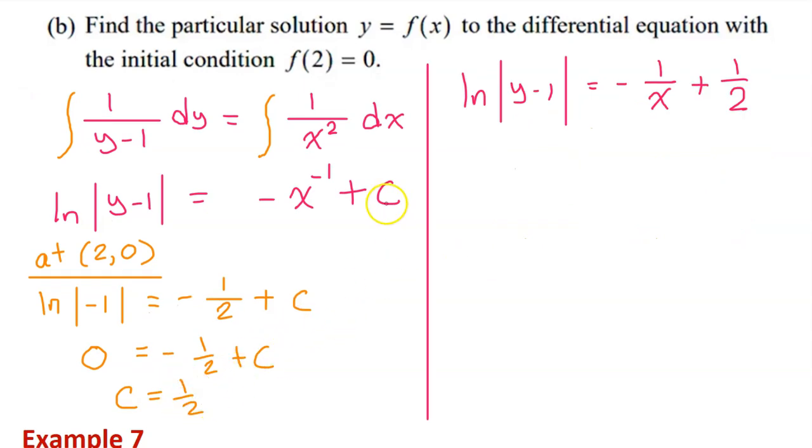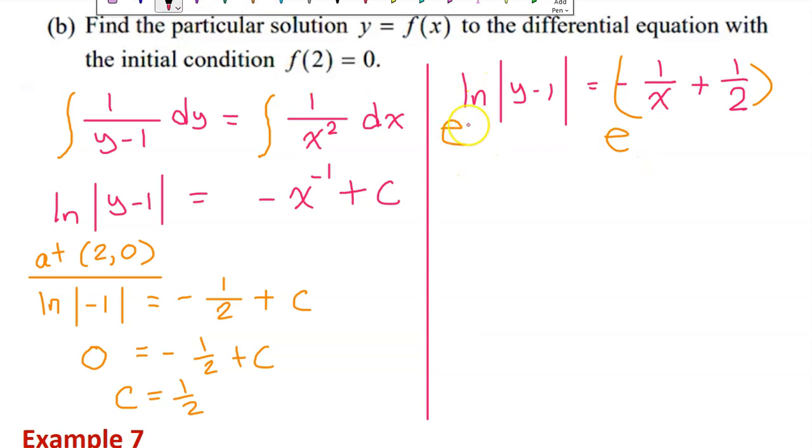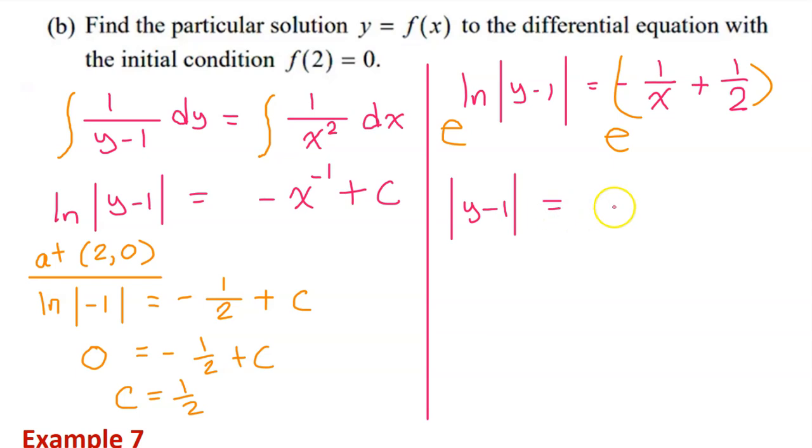Substituting 1/2 back in for c gives us the natural log of the absolute value of y minus 1 is equal to negative 1 over x plus 1/2. We need to get y by itself now, and we can cancel out the natural log by dropping a base e on both sides of the equation. On the left side, the base e and the natural log will cancel each other out because these are inverse operations. That will leave behind the absolute value of y minus 1 on the left. And on the right, we have what you see here.